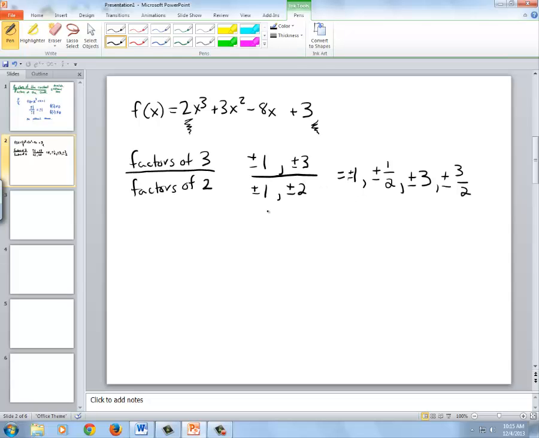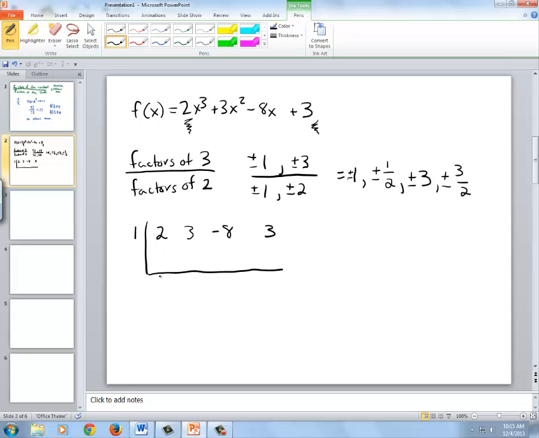Okay? So what I'm going to do is I'm going to start with positive 1, and I'm going to use synthetic division to find if 1 is a factor or is a real 0. And if it is a real 0, that means x minus 1 factors into our polynomial. So let's go ahead and do this. We have 1, and we use 2, 3, negative 8, and 3.